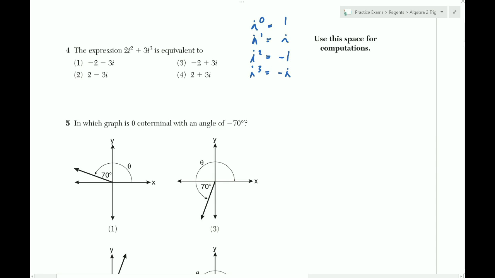Then what you'll find is that this pattern repeats, because i to the fourth is equal to i squared times i squared, for example. And that's going to be negative 1 times negative 1, so that's going to be positive 1. And then the pattern itself repeats. So it's a length 4 pattern.